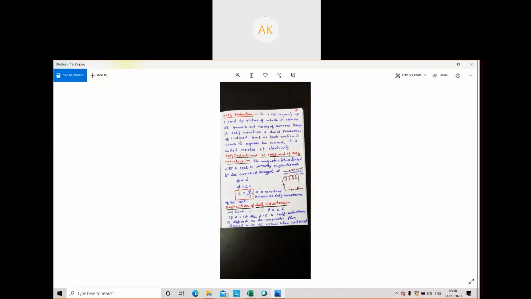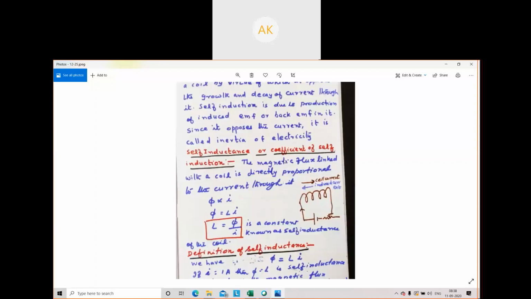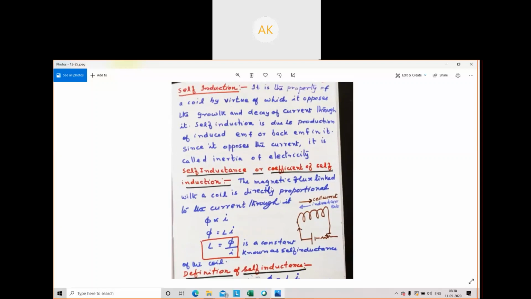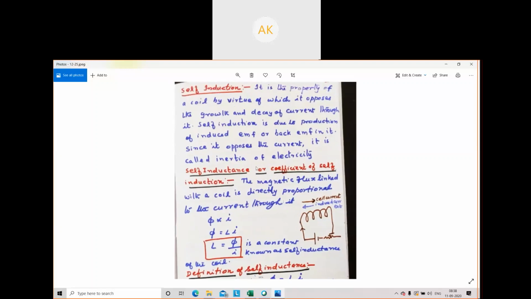Now, next is self-induction. In this chapter, electromagnetic induction, we have to study self-induction, mutual induction, and the generator. With that, that small chapter also will be over. Self-induction, mutual induction, and AC generator also. So, let us study what is self-induction.